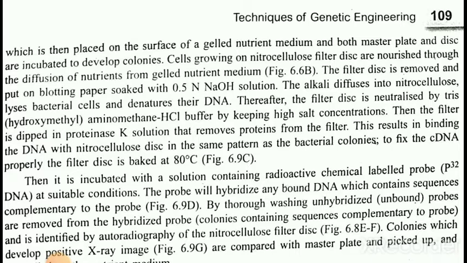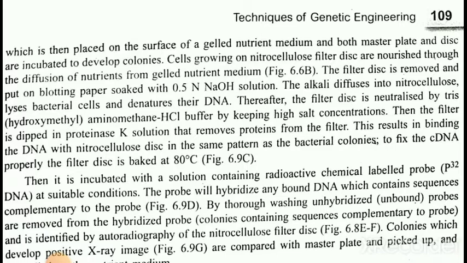The alkali diffuses into the nitrocellulose, lyses bacterial cells and denatures their DNA. Thereafter, the filter disc is neutralized by Tris-HCl buffer with high salt concentration. Then the filter is dipped in proteinase K solution that removes proteins from the filter. This results in binding the DNA to the nitrocellulose disc in the same pattern as the bacterial colonies. To fix the DNA properly, the filter disc is baked at 80°C.